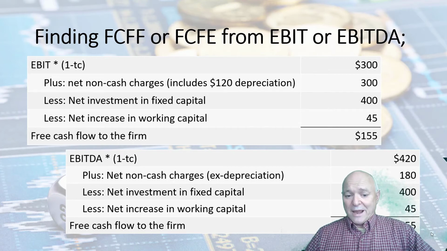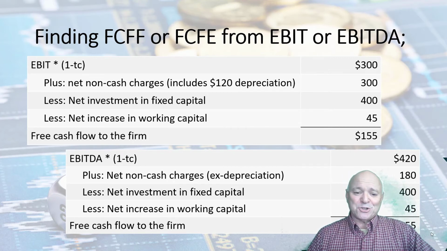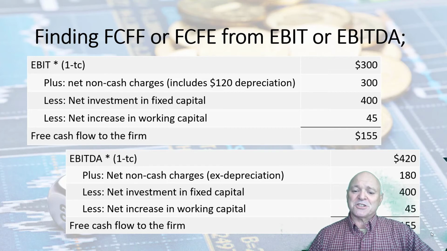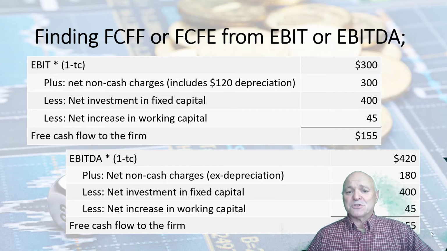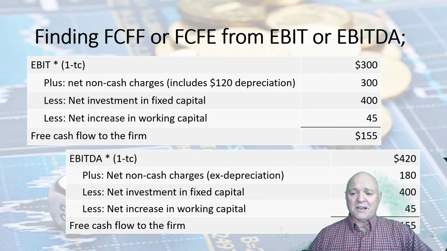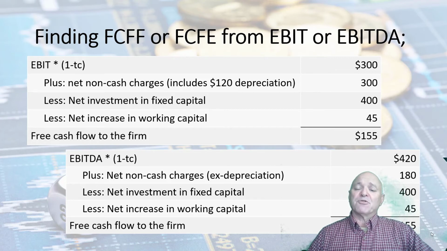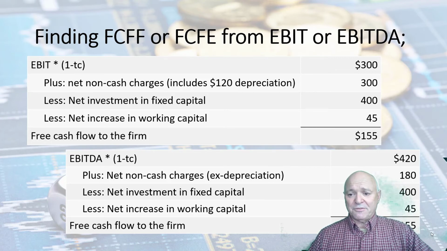And then add back to that the other non-cash charges and subtract the same numbers for fixed capital and for working capital. And we end up with the same number. Our free cash flow to the firm is still 155 million.